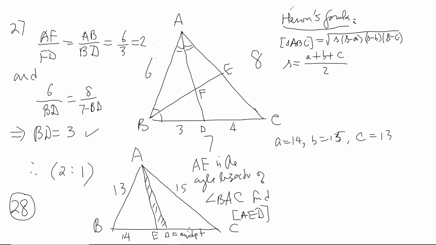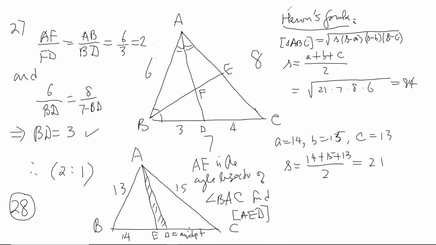All right, so if you use this, then the area here is what? 84, right? The perimeter is 14, 15, and 13, so the semi-perimeter is half of that, which is 21. You agree? And so therefore the area is the square root of 21 times 7, 8, and 6. So therefore it's 84.